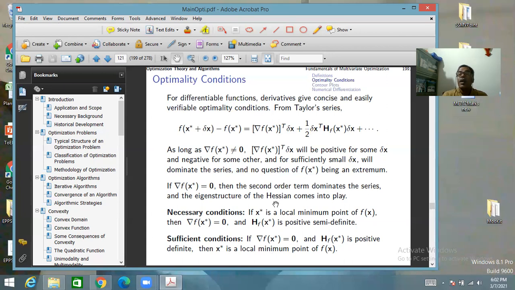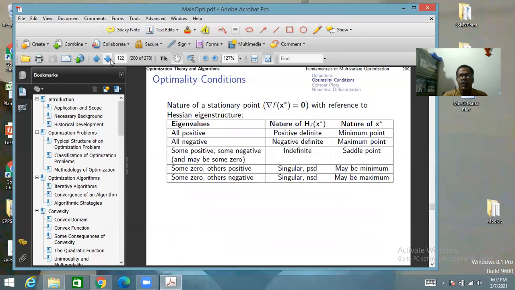Now, what other eigenstructures are possible, other than positive semi-definite and positive definite? There are a lot of other eigenstructures possible for the Hessian. So let us quickly have a look at them. If the eigenvalues are all positive, then the Hessian is positive definite, and in that case, it is a minimum point with this condition holding anyway.